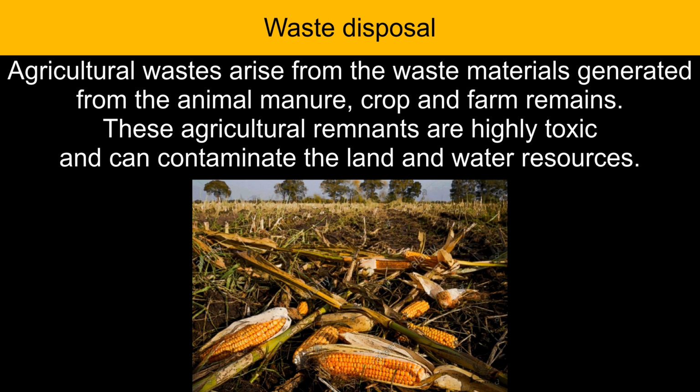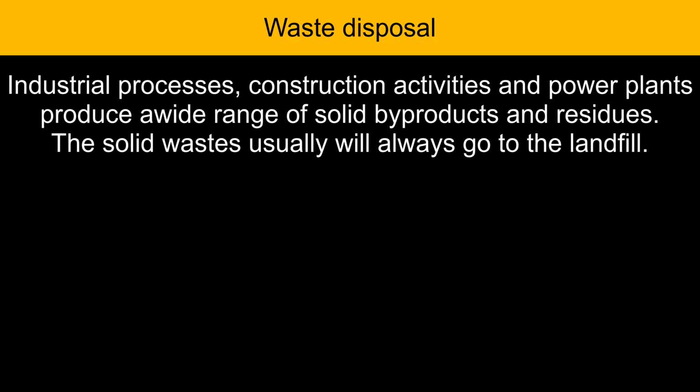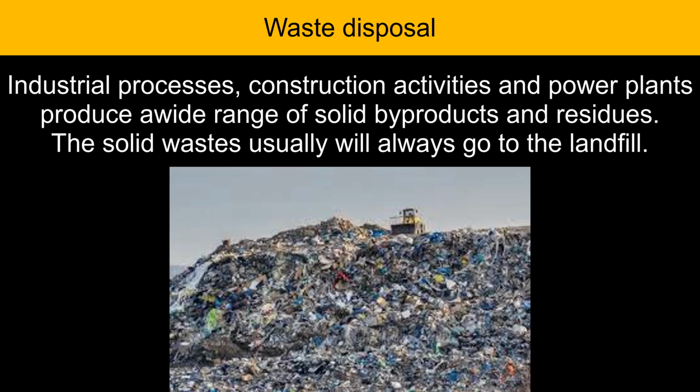Agricultural wastes arise from the waste materials generated from animal manure, crop, and farm remains. These agricultural remnants are highly toxic and contaminate the land and water resources. Industrial processes, construction activities, and power plants produce a wide range of solid byproducts and residues. The solid wastes usually always go to the landfill.